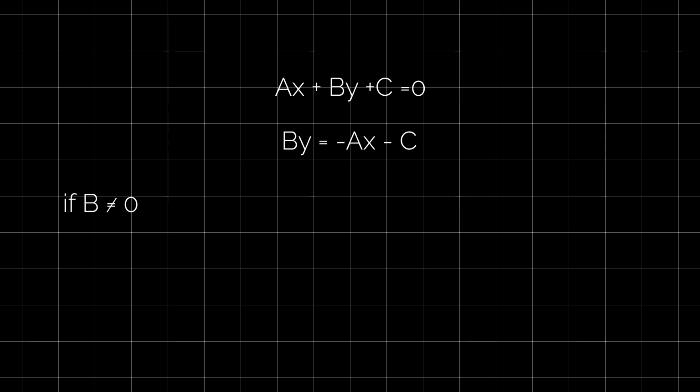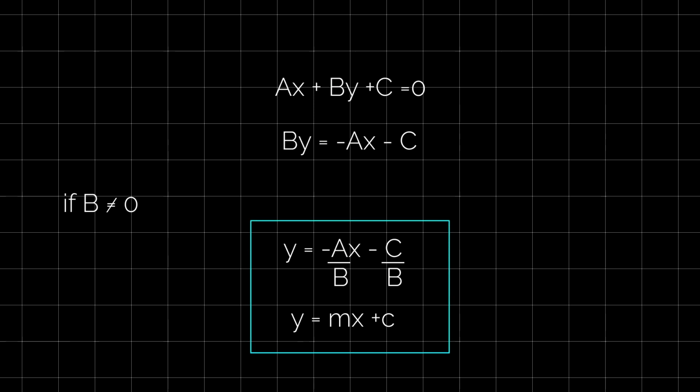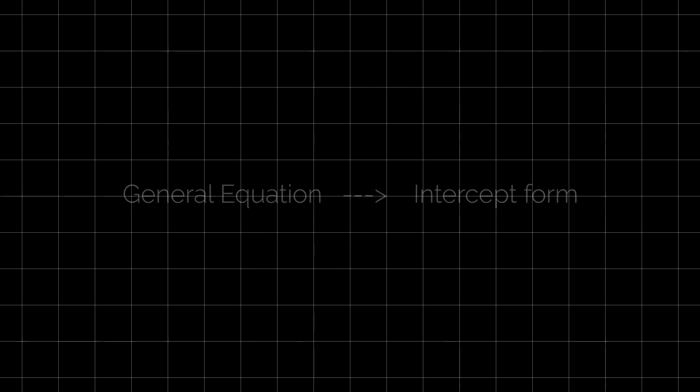The given equation is ax plus by plus c equals 0. So by equals minus ax minus c. If b is not equal to 0, then y equals minus a by b x minus c by b, which is y equals mx plus c, where m equals minus a by b and the y-intercept c equals minus c by b.